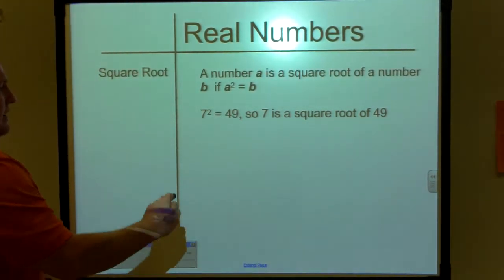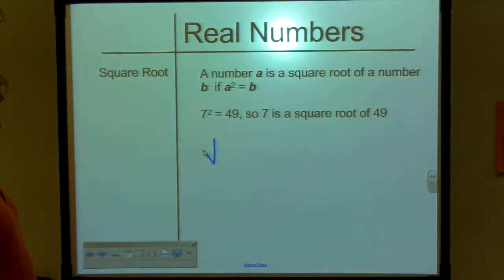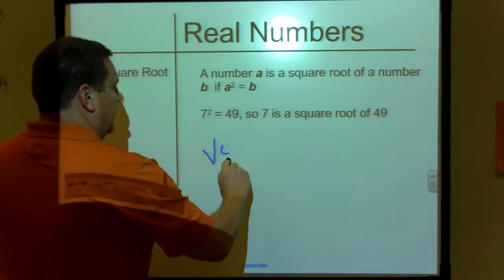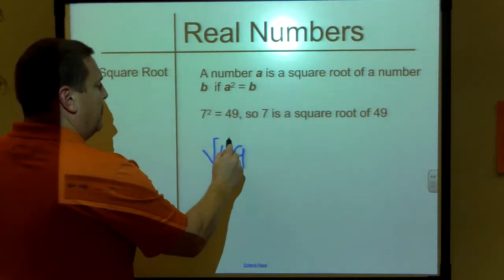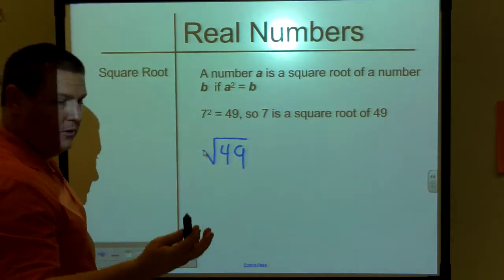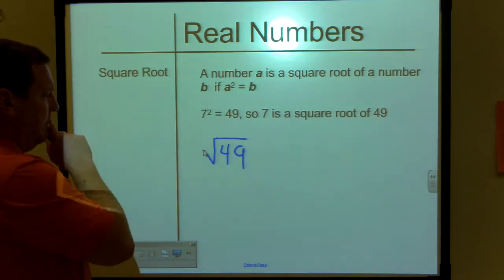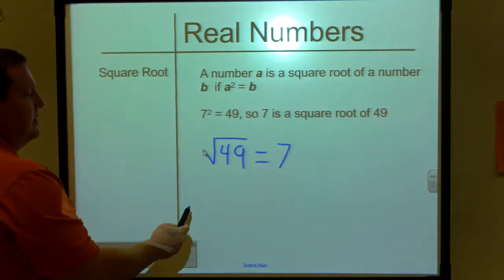Now we indicate that using a little symbol called the radical symbol, like this. And we can put the number 49 here, like that. And then we just draw a bar to represent what part of the value, if there's more than one number, for example, do we want to take the square root of, and we would say that this would equal 7.